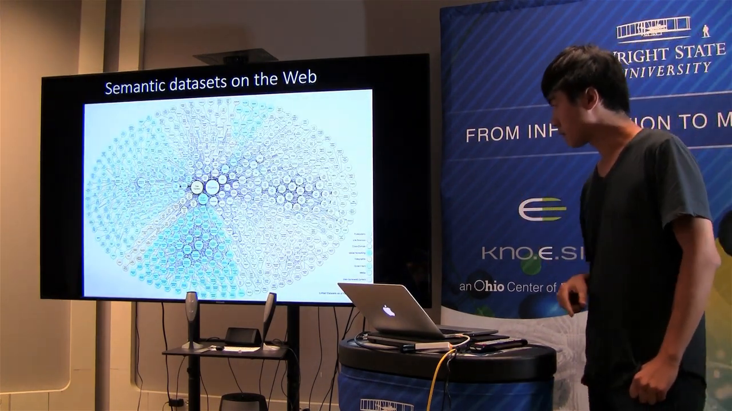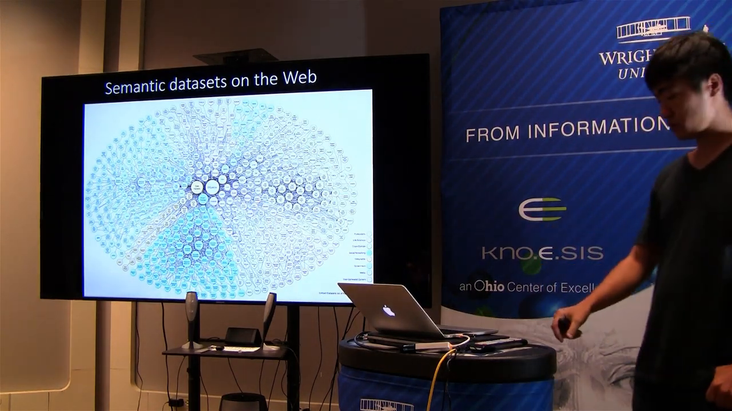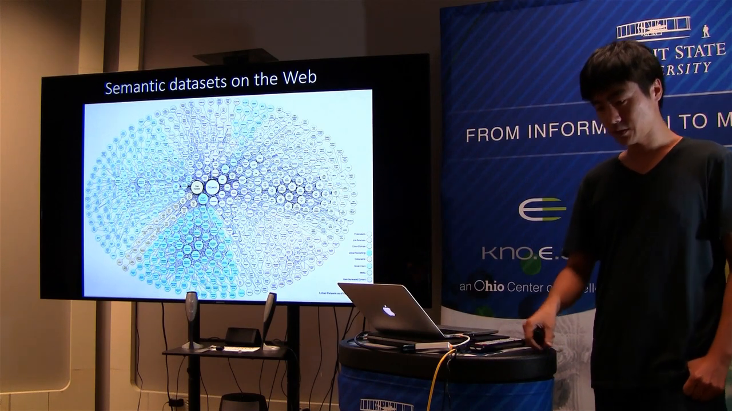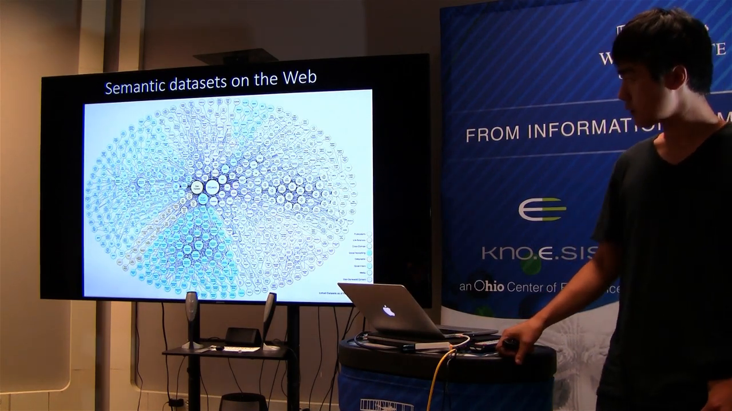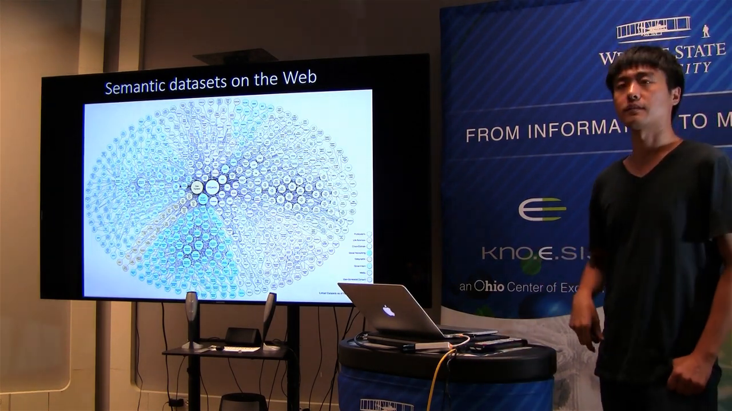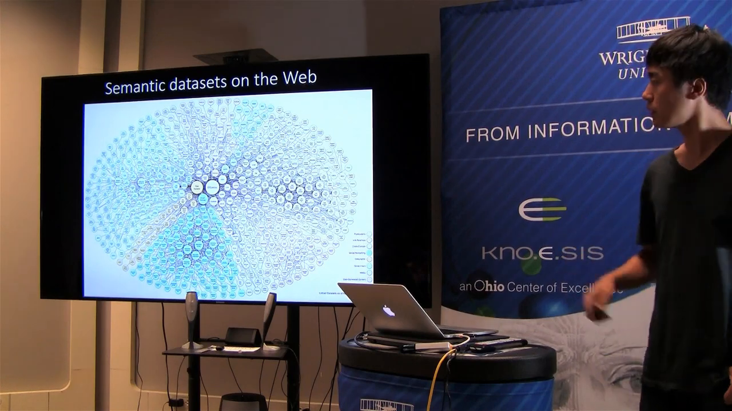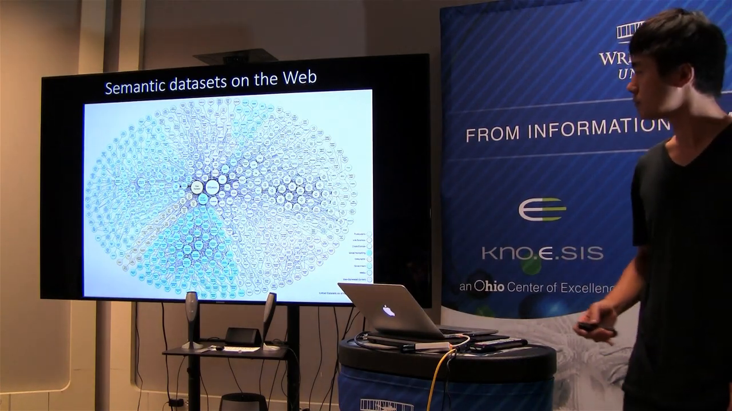Here is a snapshot of the data sets from maybe 2 years ago. And according to some recent statistics, there are already 500,000 semantic data sets on the web that can be freely used. So you can reuse them, you can find the data you need.